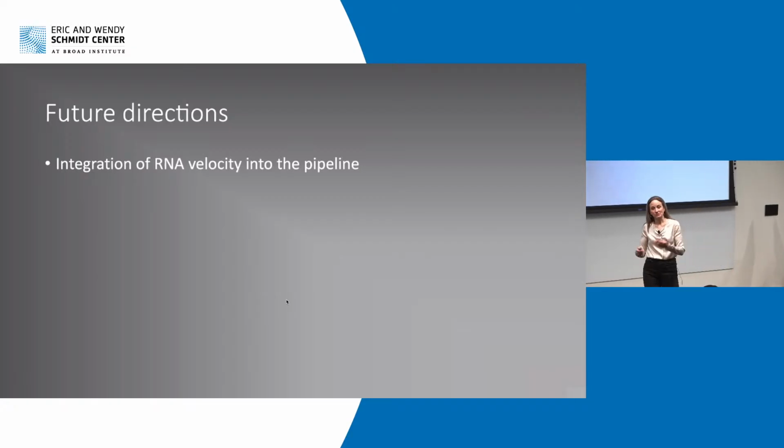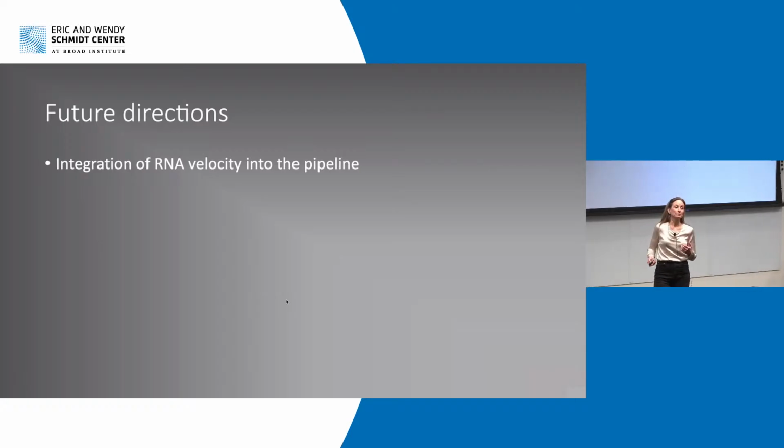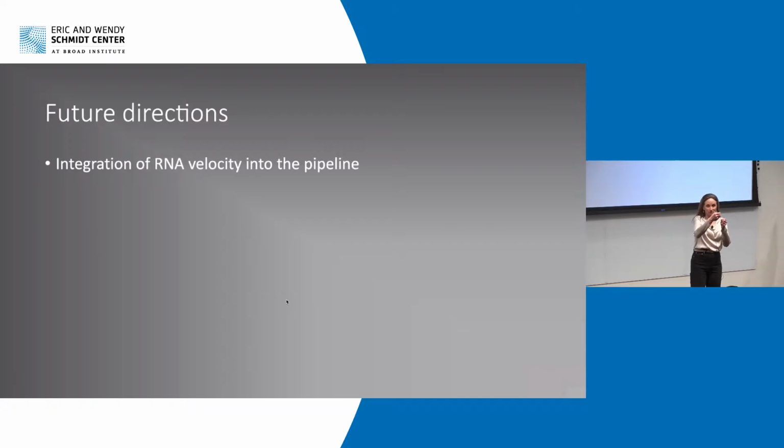RNA velocity, of course, is something that people study a lot in the context of single-cell data. We have preliminary data showing that if you look at the spliced versus unspliced RNA, then you do see the sort of directionality you would expect from RNA velocity. I'd like to integrate the two together. I think that could be very powerful.